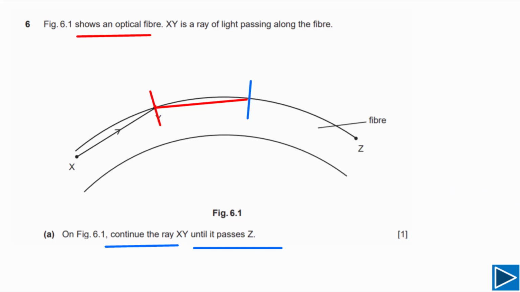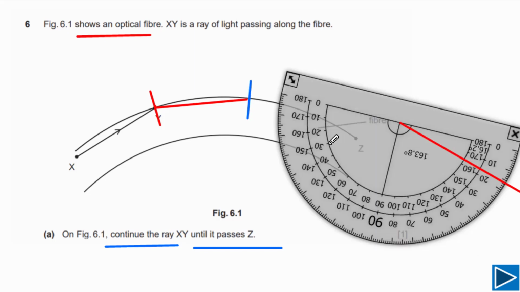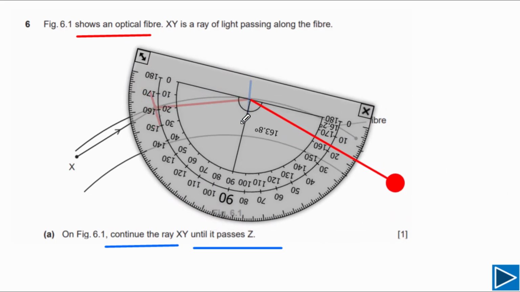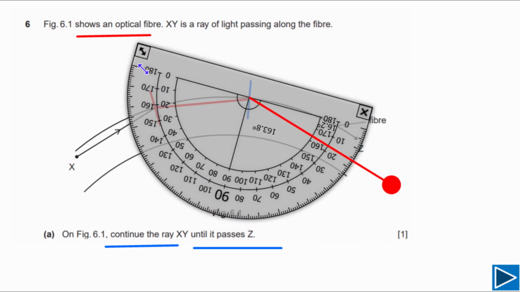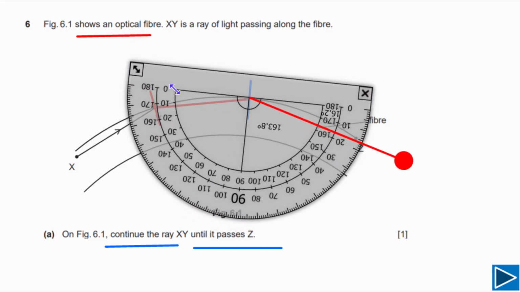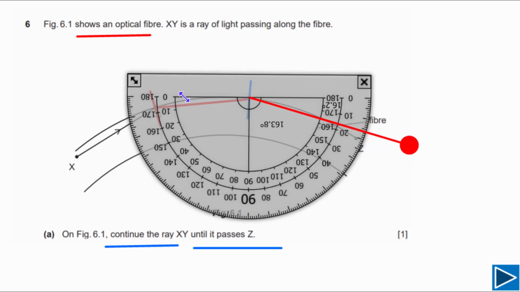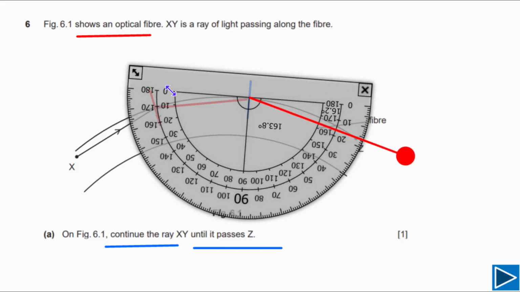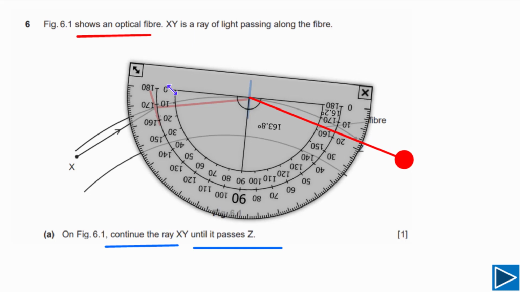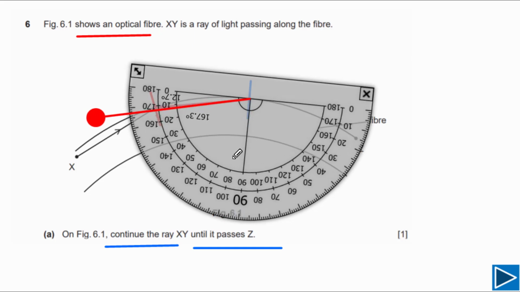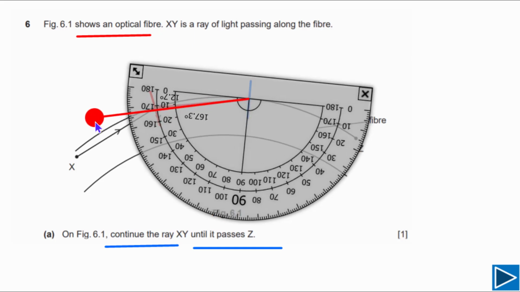Again, we need to take our protractor and measure the angle of incidence. So we need to place our protractor like this. We need to align this one with 90 degrees. We need to find out the angle of incidence. In this case, the angle of incidence is about 167. So we can place like this.